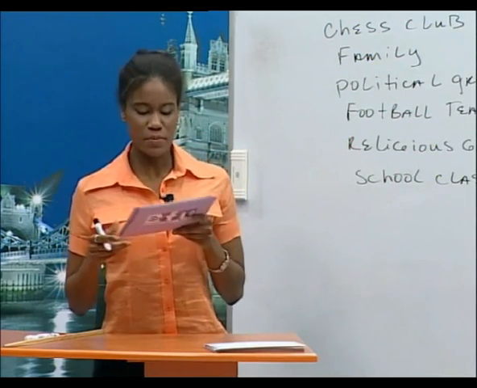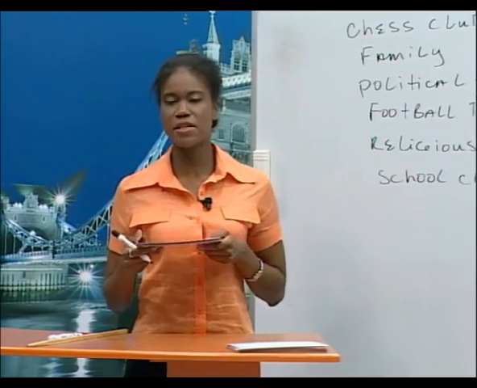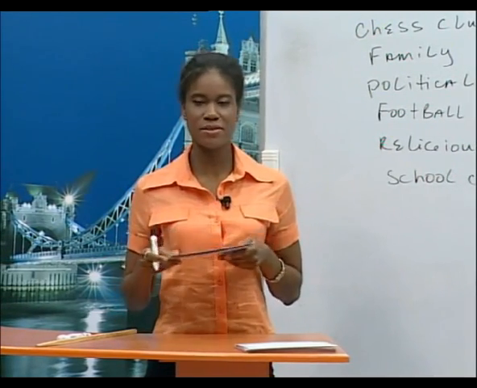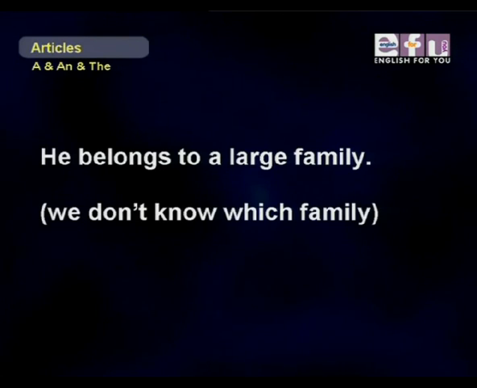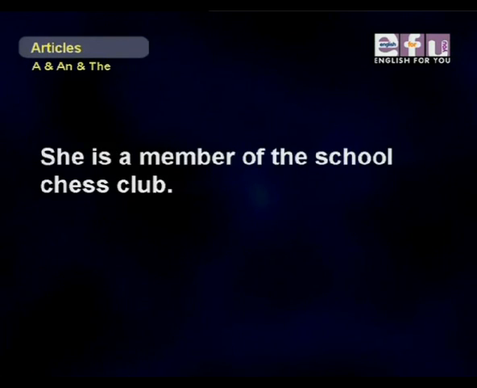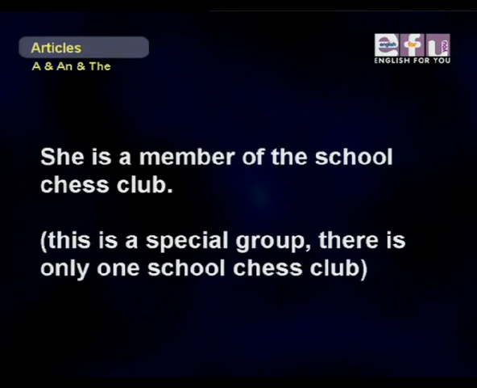Okay, let's look at some examples of sentences using articles to talk about social groups. He belongs to a large family. We don't know which family, so we use a because it's not specific. She is a member of the school chess club. This is a special group because there is probably only one school chess club, so we use the specific article the.